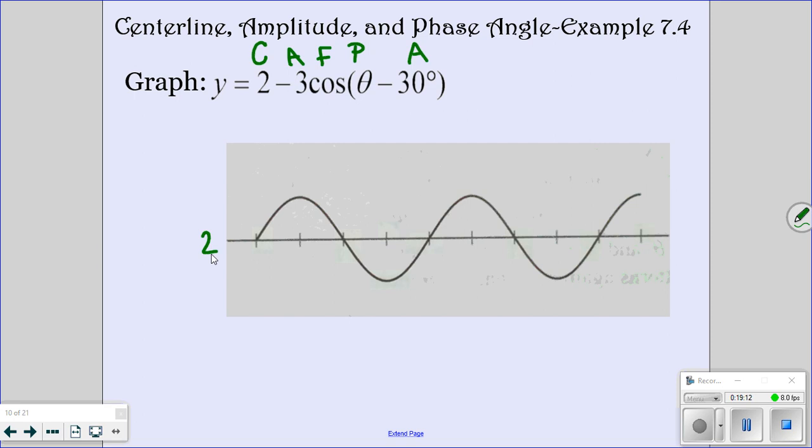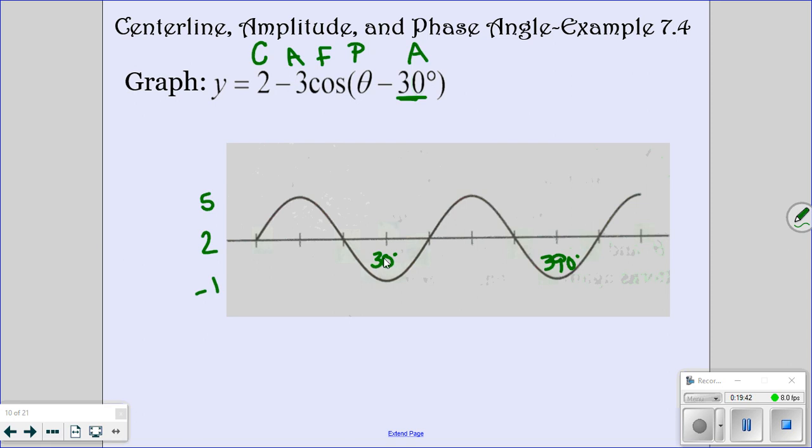The amplitude, we go up 3, so that makes it 5, and down 3, that's at -1. Our angle is going to be 30 degrees, and it's a cosine, but it's a negative cosine. So instead of hitting a maximum, it's going to hit a minimum at 30. So here's a minimum, so this is going to be 30 degrees. There's no period change right now, so come over one period. You're going to add 360 to make that 390.